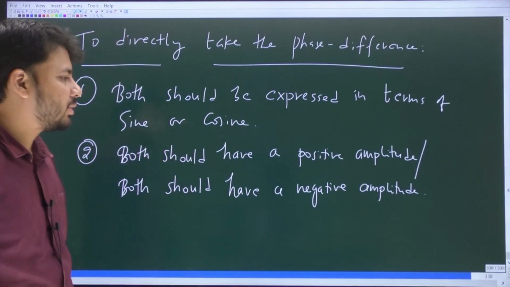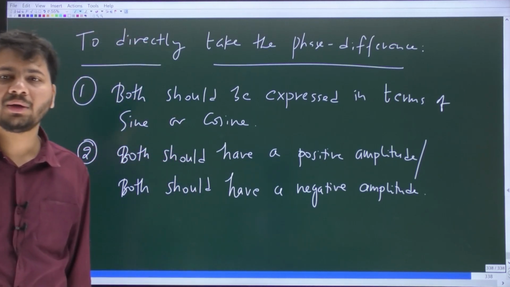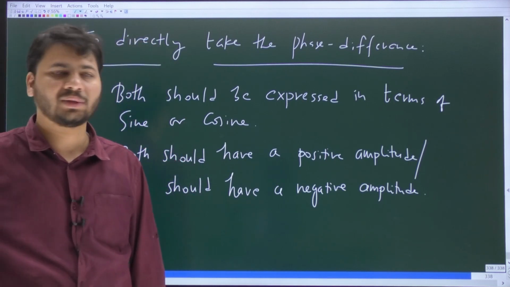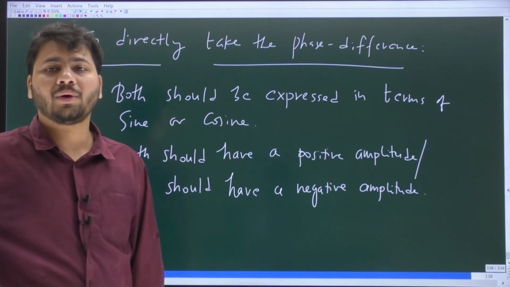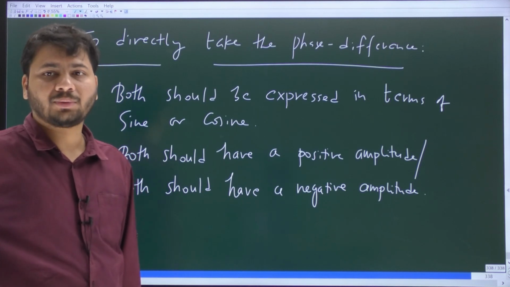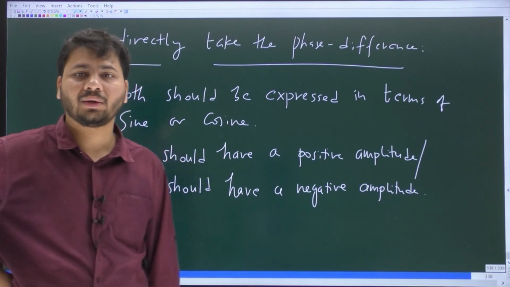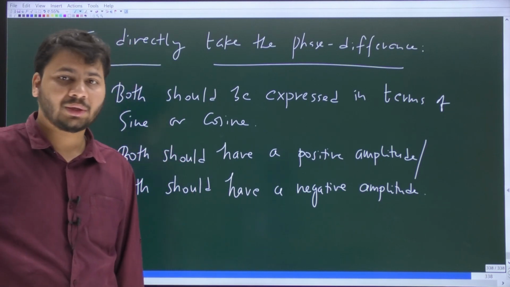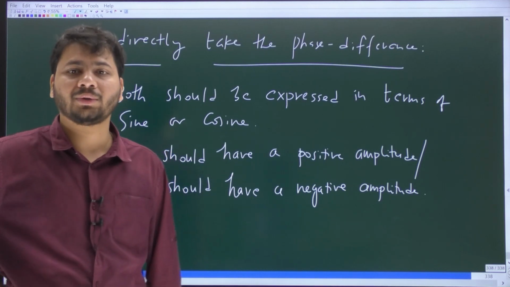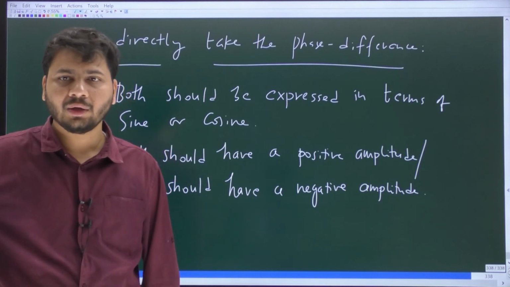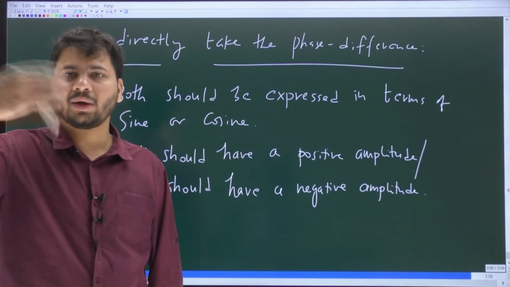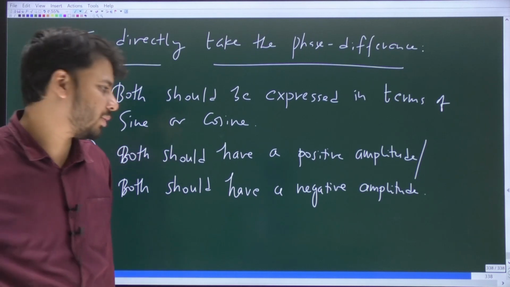Okay. So is it clear? I mean, are the 2 points clear? First of all, to compare the phases, both quantities should be at same frequency, and then to be able to directly take the phase difference between the 2 quantities, both should be expressed in terms of cosine, or both should be expressed in terms of sine. Not only that, both quantities should have a positive amplitude, or both quantities should have a negative amplitude. In that case, you can directly take the phase difference. Okay.